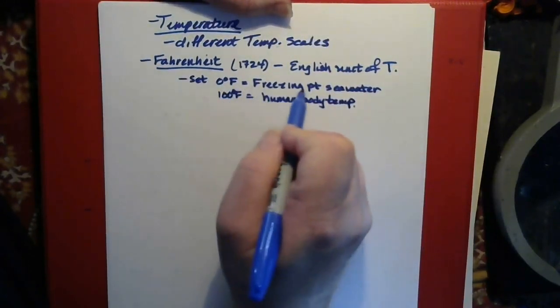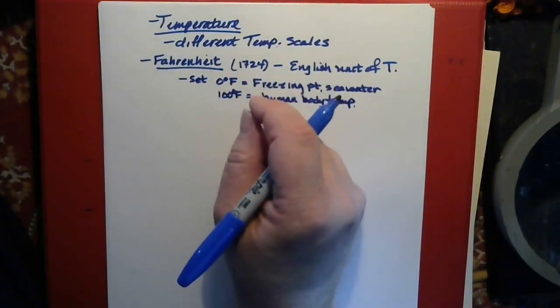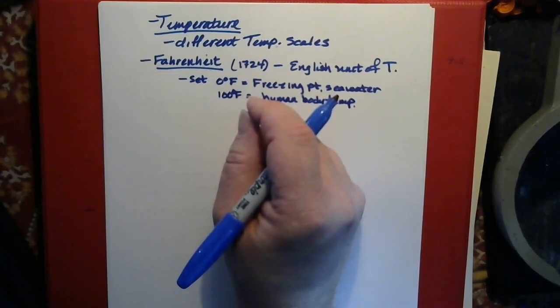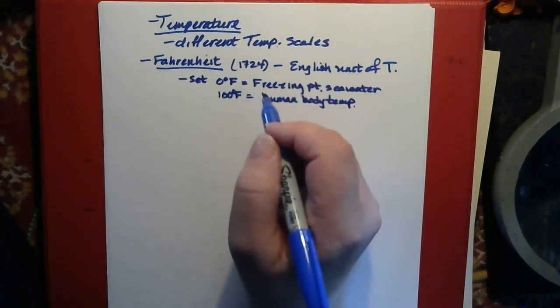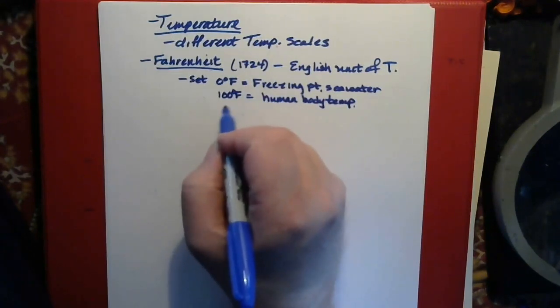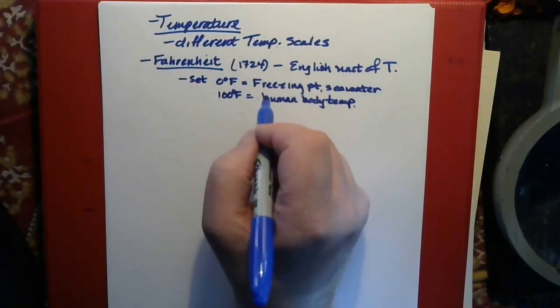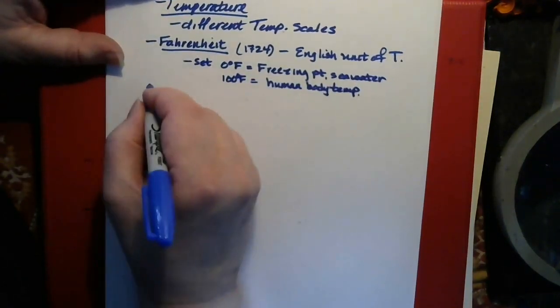0 degrees would be the freezing point of really concentrated salt water. So basically not water from, like, the Atlantic or Pacific Oceans, but maybe water from the Dead Sea or the Great Salt Lake might have a freezing point of 0 degrees. And also, of course, on the 100 degrees, he was a little high on the human body temperature. Close, but no cigar. There's Celsius.